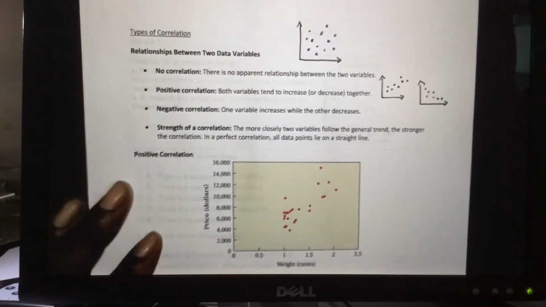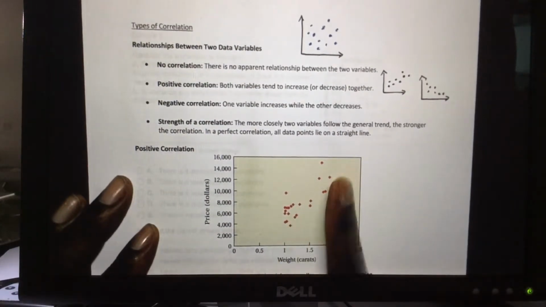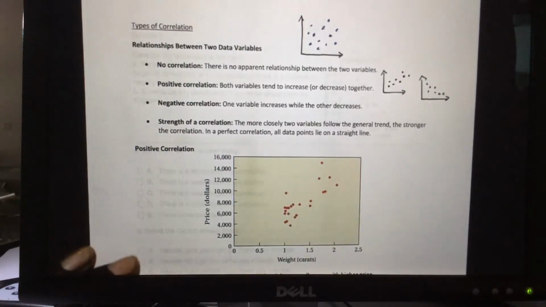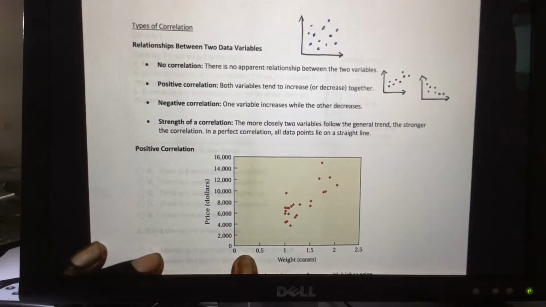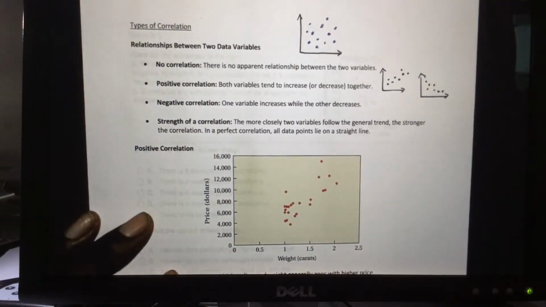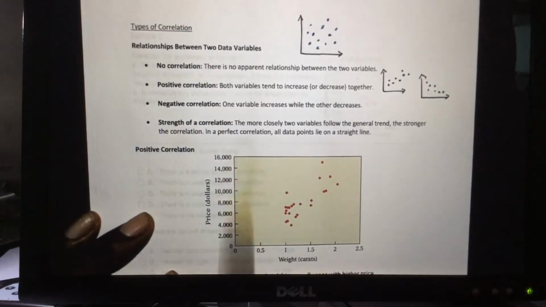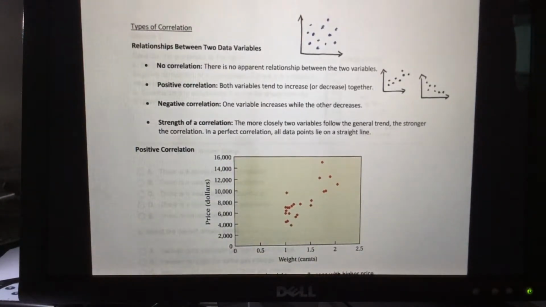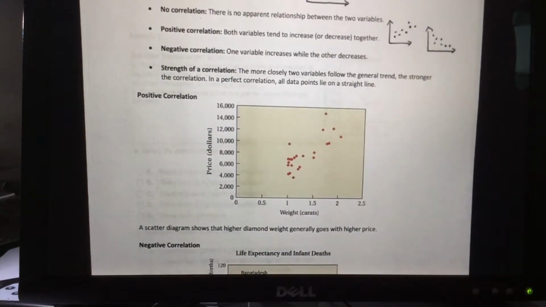Now here's an illustration of what a positive correlation looks like, as you can see in this particular graph. The weight in carats of a diamond, and then the price in dollars. As the weight of the carat increases, the price of the diamond would increase. And here you can see that the scatter diagram shows that higher diamond weight generally goes with the higher price.